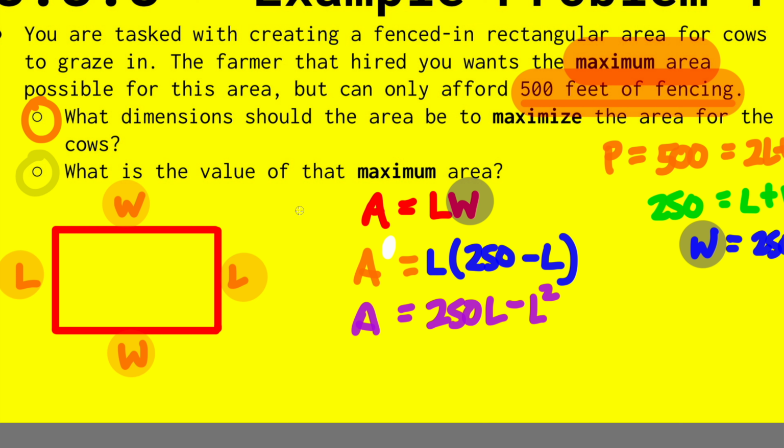But first, we need an area formula. So that's what we did right here. Now that we have this area formula, let's take the derivative of it. And you get 250 minus 2L. Okay, the next step was find the critical numbers. So I'm going to set that equal to 0.